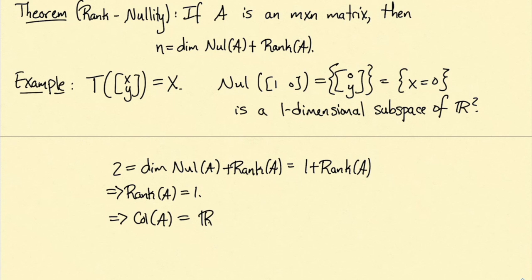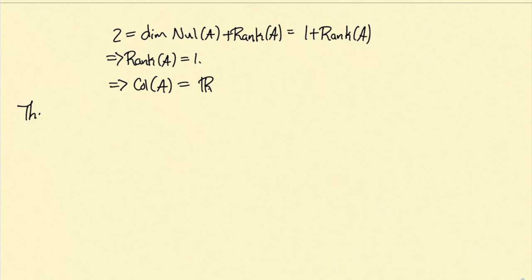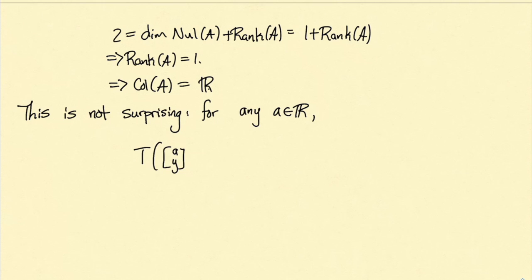This should not be surprising. If you choose any real number a, you can always find a vector (a, y) whose image or projection onto the x-axis is a itself.